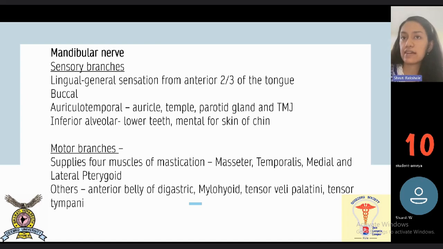The lingual basically gives general sensation for the anterior two-thirds of the tongue. Auriculotemporal supplies the auricle, temple, parotid gland, and the TMJ. Then the inferior alveolar nerve supplies the lower teeth, and the mental nerve supplies the skin of the chin. Now the motor branches supply the four muscles of mastication. The muscles include masseter, temporalis, medial and lateral pterygoid. The other muscles that the mandibular nerve supplies are the anterior belly of digastric, mylohyoid, tensor veli palatini, and tensor tympani.